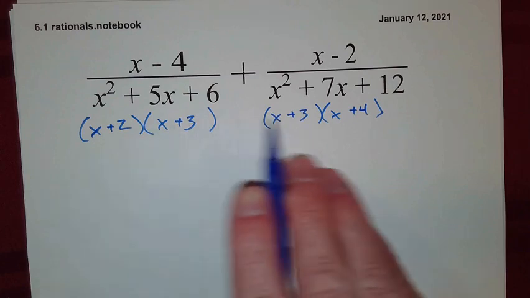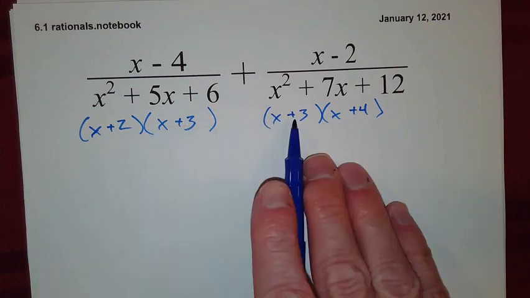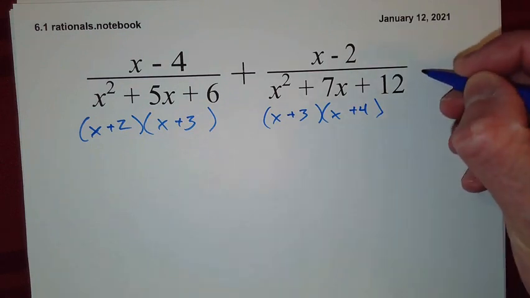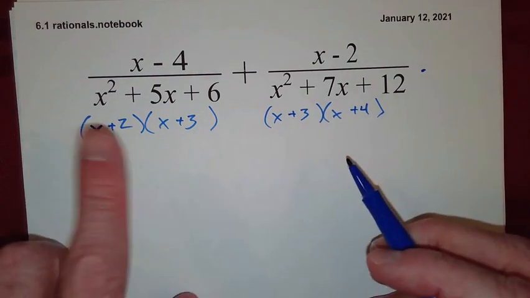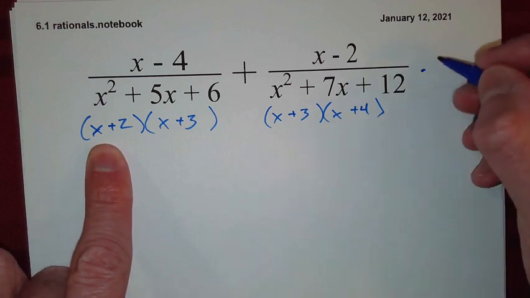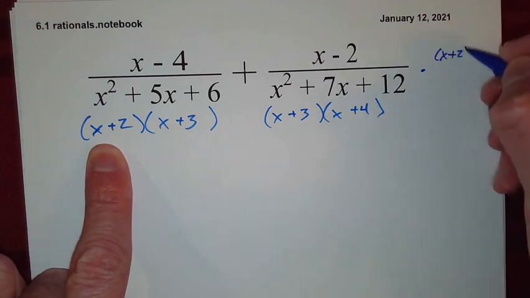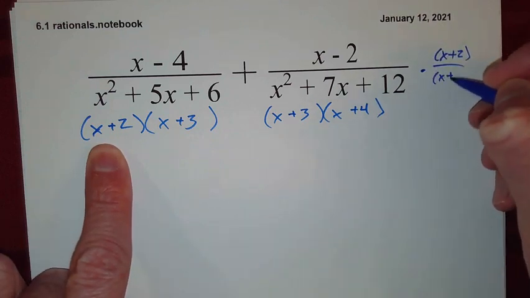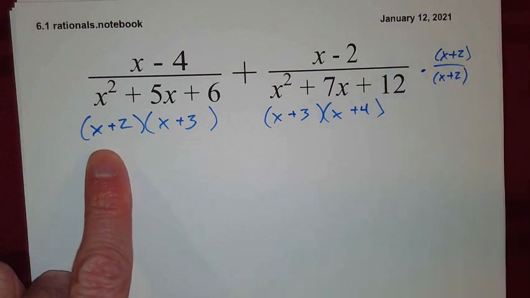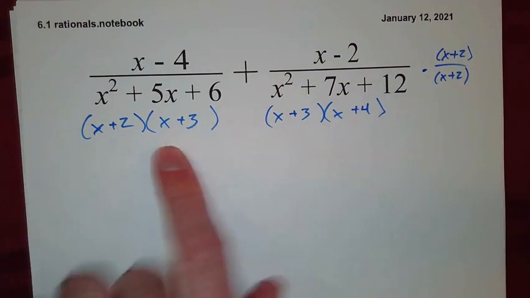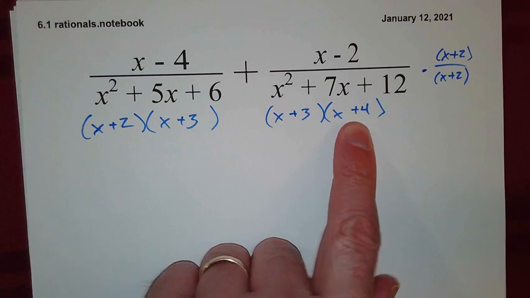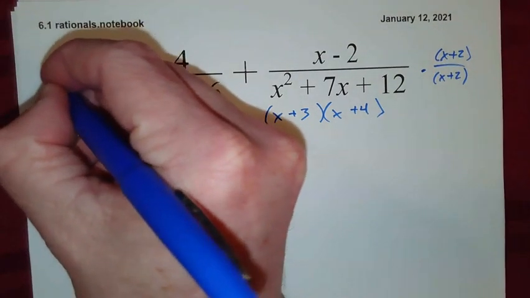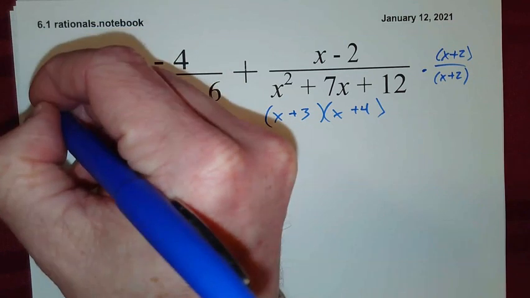Oh, goodness. That's good. I've got an x plus 3 in both of these denominators. That's a good thing. But I'll still have to multiply by, let's see, I need an x plus 2 to match up with this denominator. So I'll multiply by x plus 2 over x plus 2. They already have an x plus 3. I've got an x plus 4 over here. So I'll multiply by x plus 4 over x plus 4.